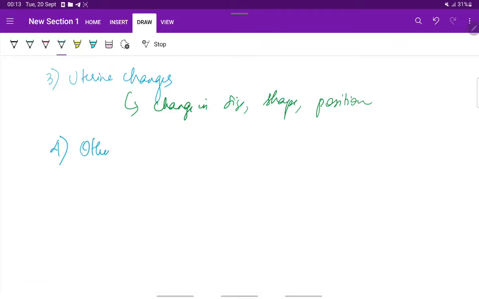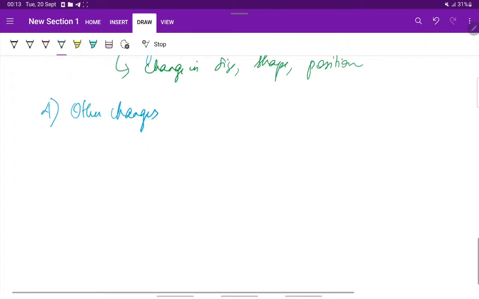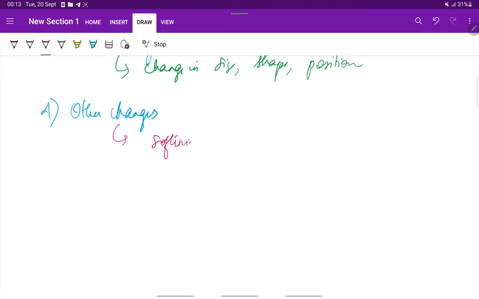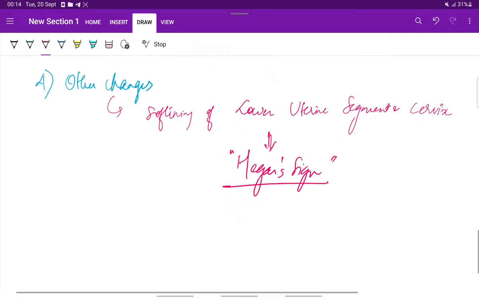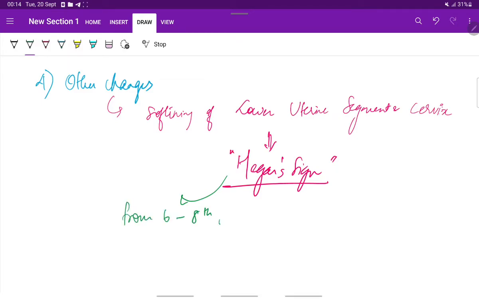Then there will be other changes, which include the softening of the lower uterine segment and the cervix. This is called Hegar sign. The softening and compressibility of the isthmus or the lower uterine segment, and this Hegar sign is observed from 6th or 8th week to the 12th week of pregnancy.